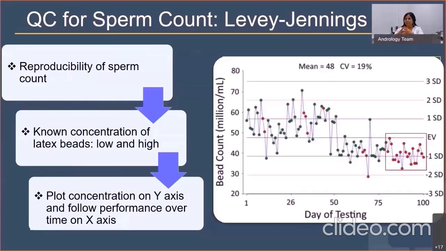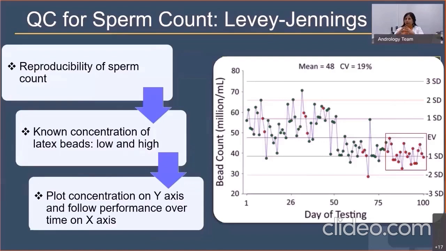Next. I also wanted to show you an example of a deviation. This is a more elaborate record of over 100 days of testing of, again, high concentration beads. And in the red box, I've shown an example of a deviation. So what is this deviation?